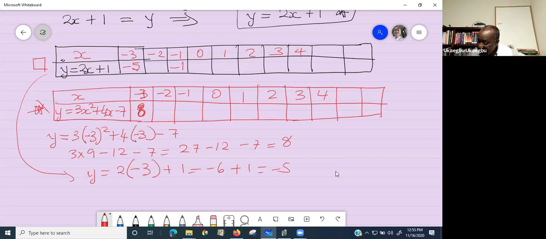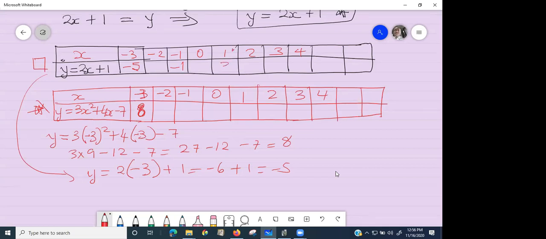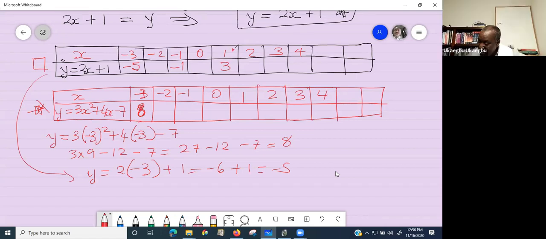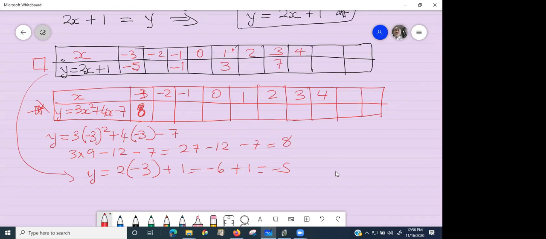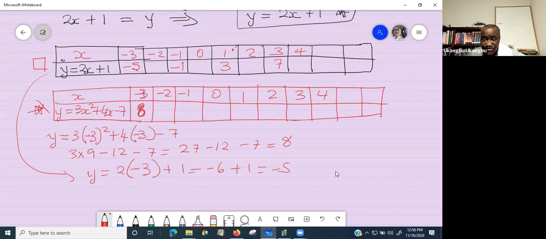All right, so what is the value of y when x is 1? Wait, did we skip 0? No, no, forget it. There's a reason why I'm asking you certain numbers. So what is the value of y when x is 3? 7. If anybody disagrees, please let us know so that we can check these things out.